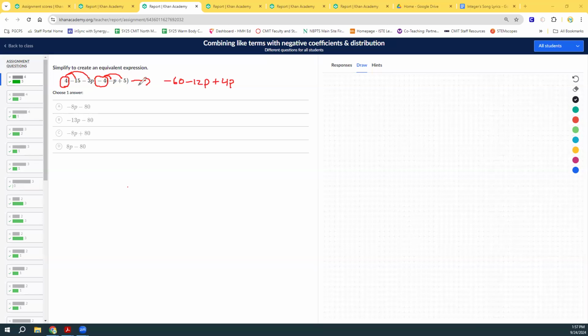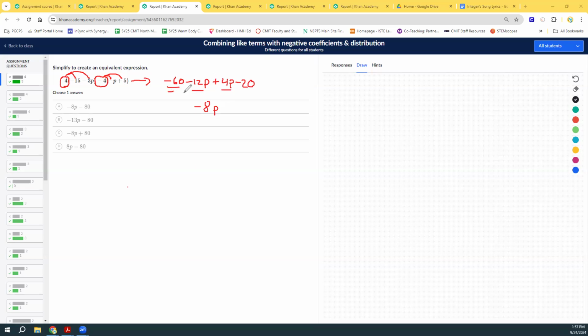-4 times 5 is -20. Okay, so now it looks just like the other one. So I got a negative and a positive variable term. So I'm going to subtract those numbers. 12 minus 4 is 8. Use the bigger number sign.